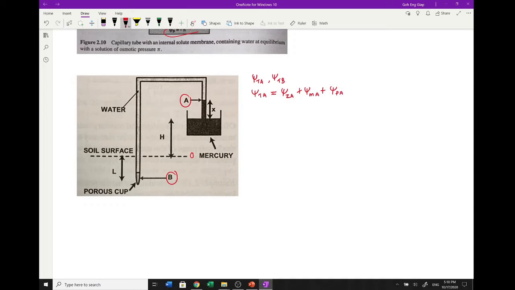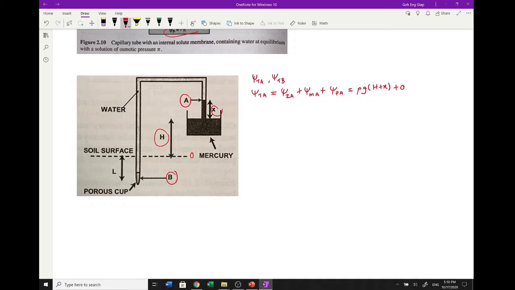All right, so we try to list out the values for them. Gravitational potential at point A, we have H as well as X, so we have rho g (H plus X). So we have gravitational potential and matric potential. Matric potential in this case is actually 0, because there's no soil.